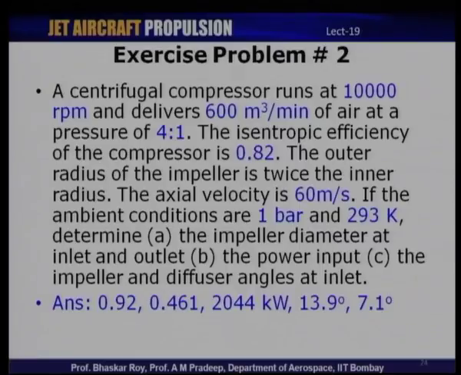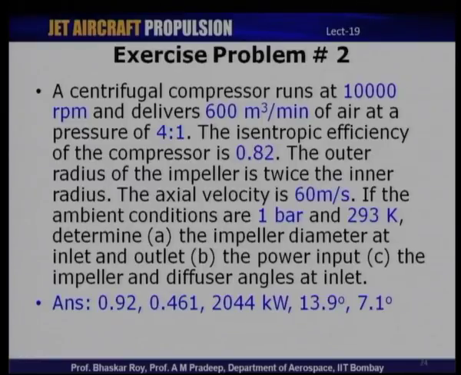The second exercise problem: a centrifugal compressor runs at 10,000 RPM and delivers 600 meter cube per minute of air at a pressure ratio of 4:1. The isentropic efficiency of the compressor is 0.82. The outer radius of the impeller is twice the inner radius and the axial velocity is 60 meters per second. If the ambient conditions are 1 bar and 293 Kelvin, determine part A, impeller diameter at inlet and outlet, part B, power input, and part C, the impeller and diffuser angles at the inlet.